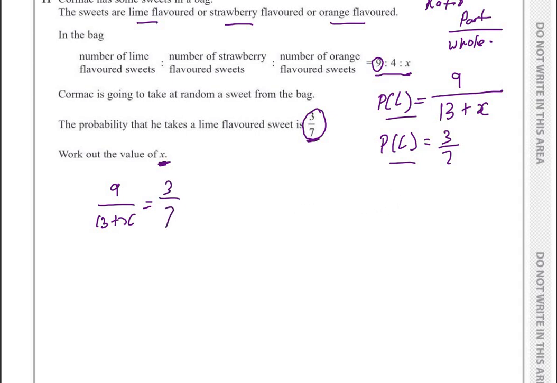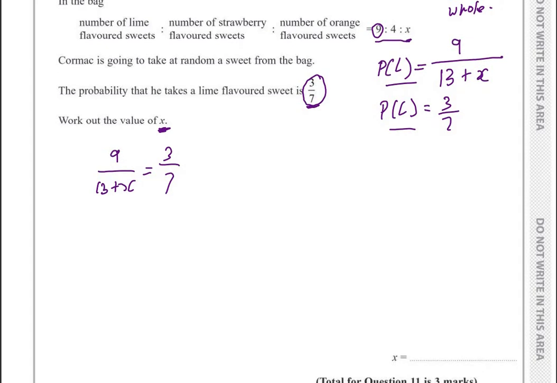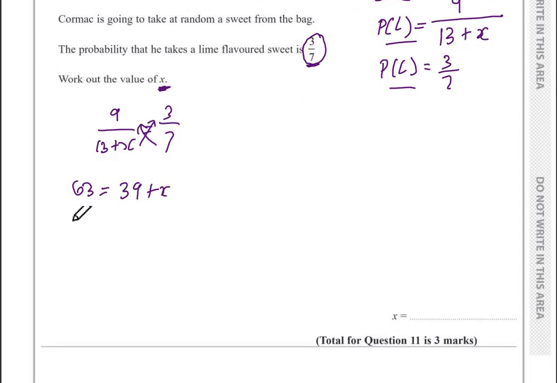Now we can simply rearrange our equation to get x by itself, and then we can find x. If we do a bit of cross multiplication, we have 9 times 7, which is 63. That equals 3 times 13, which is 39, plus 3 times x, which is 3x. Now we simply rearrange. We subtract 39 from both sides. That gives us 63 minus 39 is 24. 24 equals 3x. x equals 8, or 8 equals x.